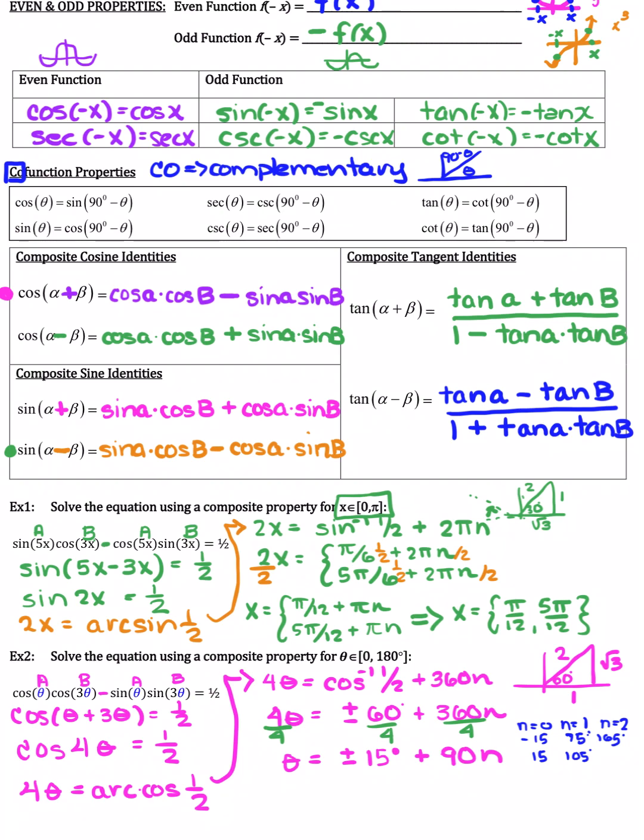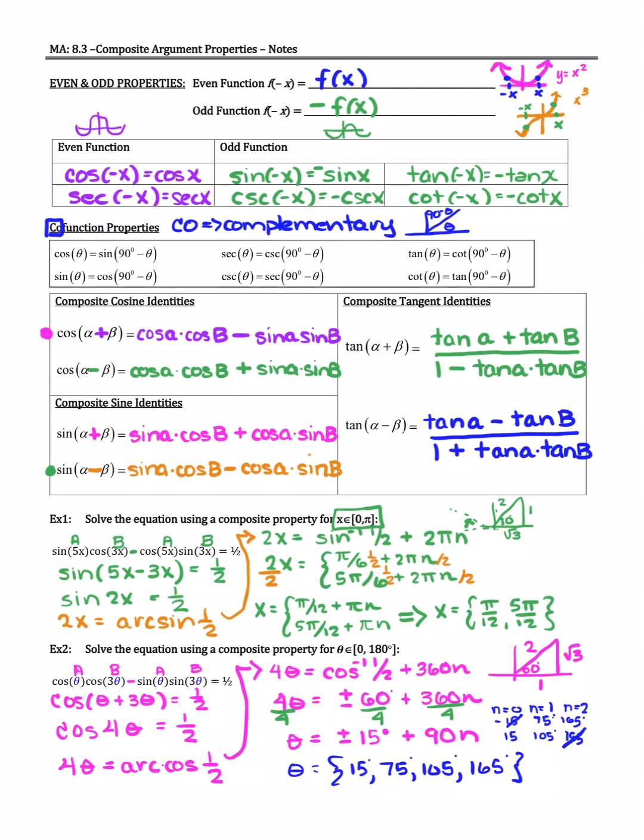And if I add another 90, this would become 195. That takes me out of my range. So those two are out of the range. So my particular solution will be 15 degrees, 75 degrees, 105, and 165. So there's a second application of your composite properties.